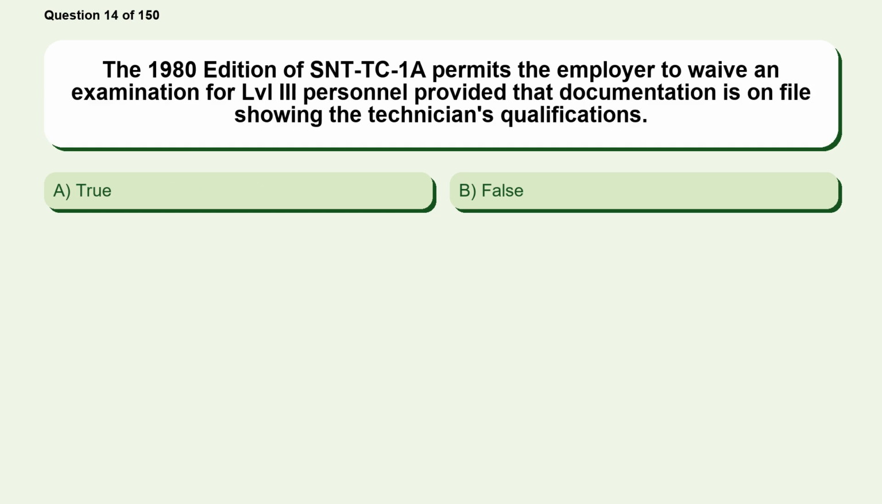Question 14. The 1980 edition of SNT-TC-1A permits the employer to waive an examination for Level 3 personnel provided that documentation is on file showing the technician's qualifications. Option A, true. Option B, false. The correct answer is option A, true.